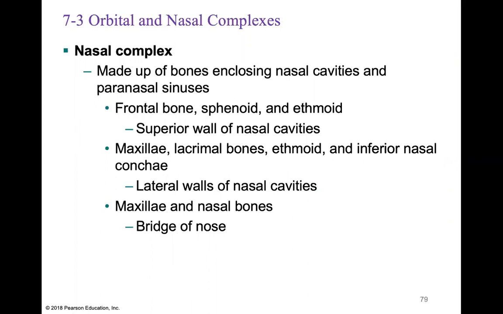The nasal complex, this is made up of bones enclosing the nasal cavities and paranasal sinuses. This will include the frontal bone, sphenoid, and ethmoid. This is all going to form the superior wall of the nasal cavities. The maxilla, lacrimal, ethmoid, and inferior nasal concha will form the lateral walls. The maxilla and nasal bones will form the bridge of the nose.